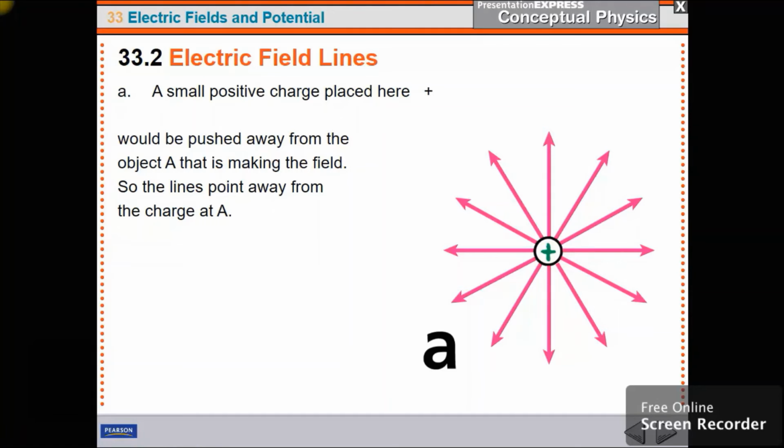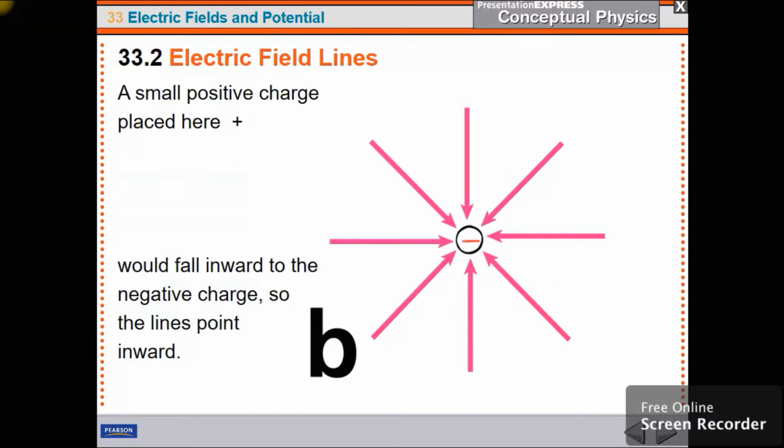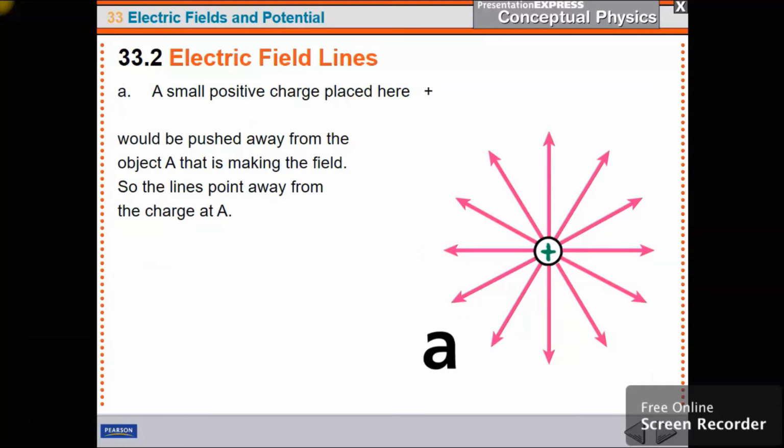Now, could I have gone inward on a positive and outward on a negative? Yeah, we could do that. But this is the way we chose it. So once we chose it, we're sticking with that all the way for the last 200 years.